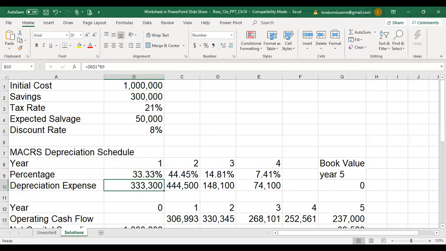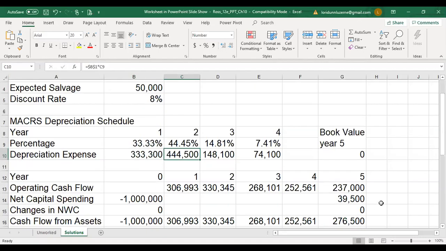Okay. Now, if you're like, I'm not doing that, just calculate it. $1 million times 33.33% will give you the same result. But if you did do this route, you could just copy and paste this right across, and it will keep B1 constant. So it'll refer to the 1 million times 44.45%, the value in C9. 1 million times 14.81, 1 million times 7.41. So there's all your depreciation calculations for the 4 years.